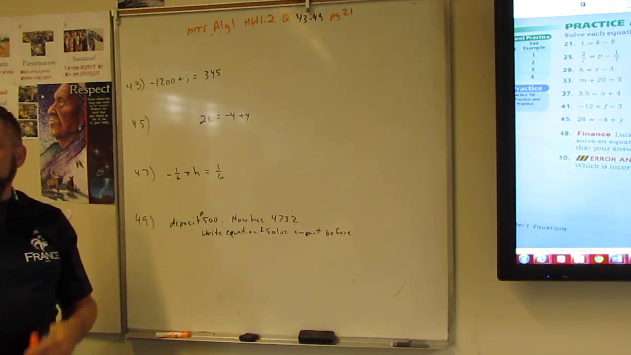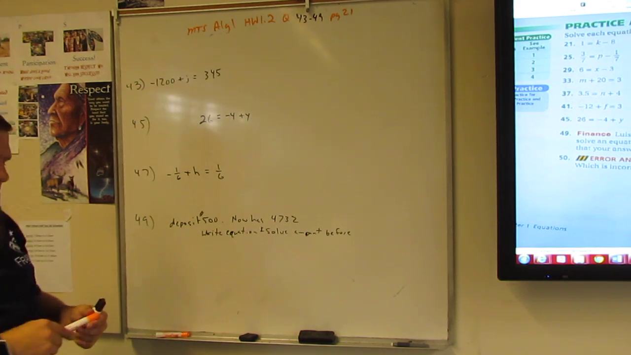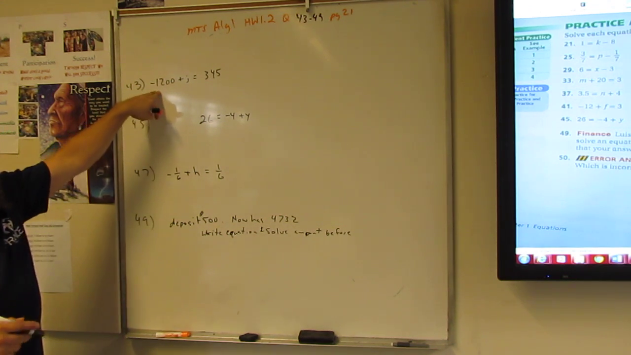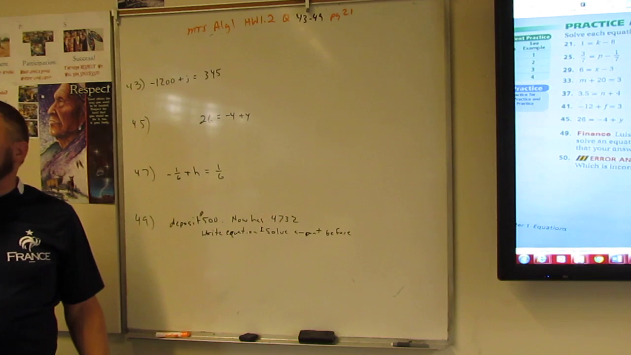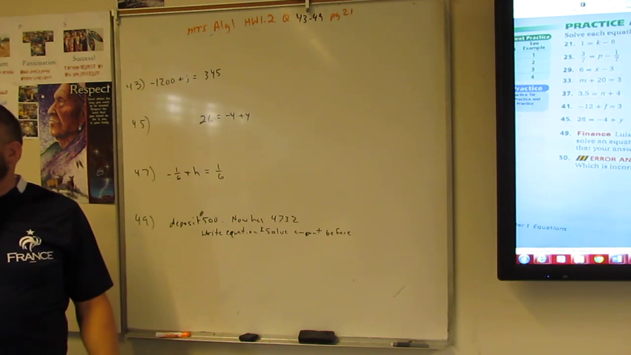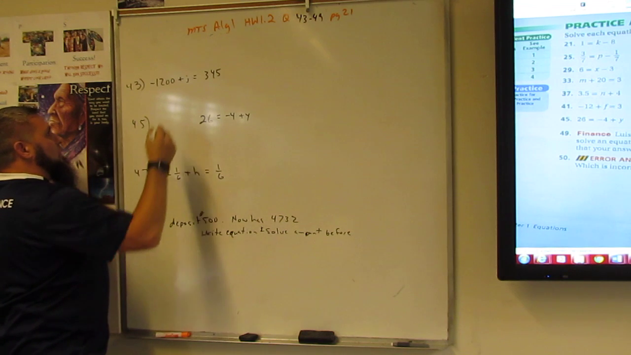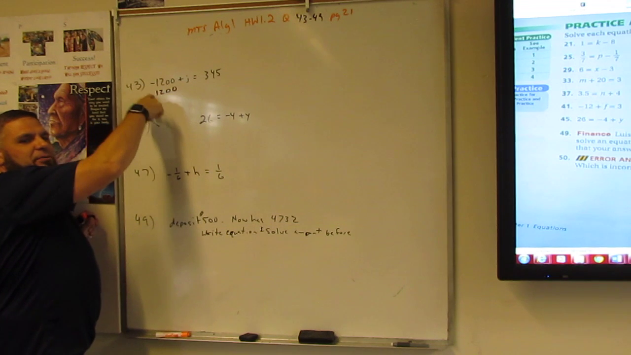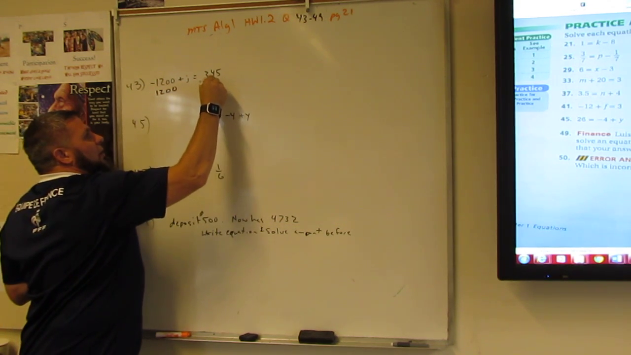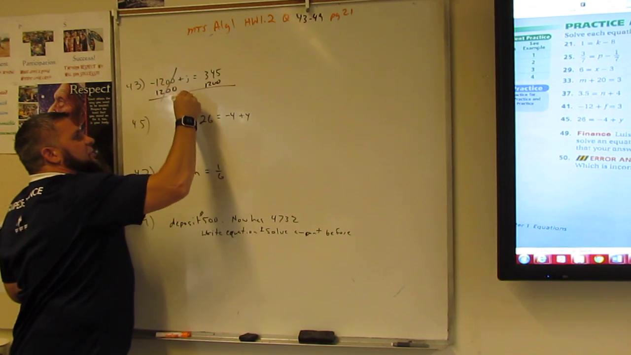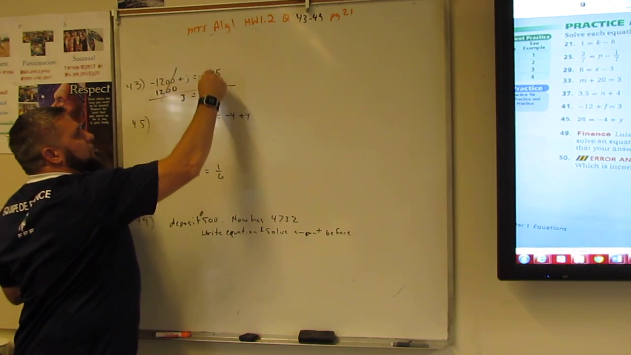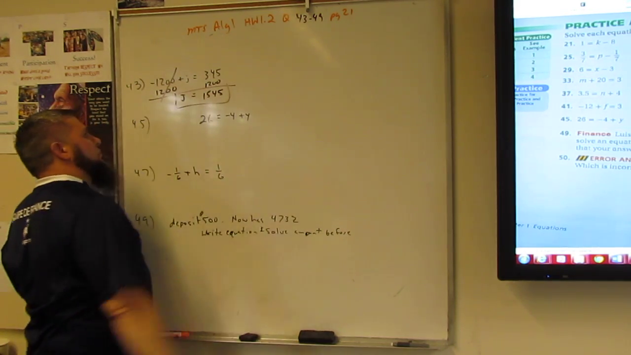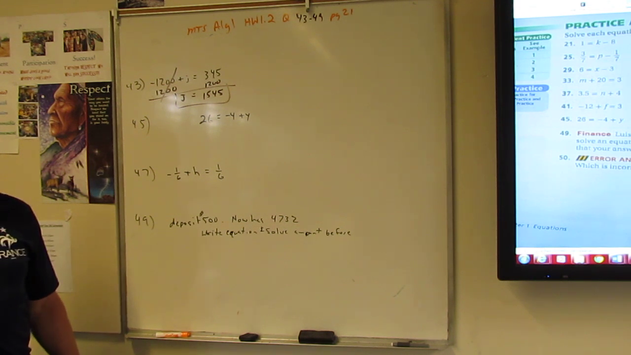So what's the opposite of adding negative 1200? Well, if we could subtract a negative 1200, which really means adding 1200, right? So we're going to add 1200, because the opposite of adding a negative 1200 would be adding 1200. And once we do that to both sides, then we get J is equal to 1545. Done. Yeah?